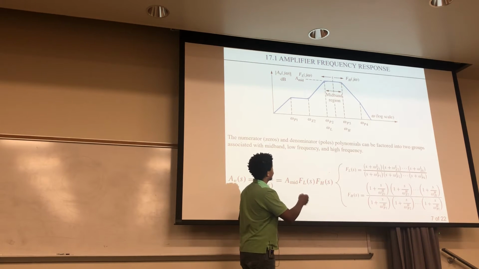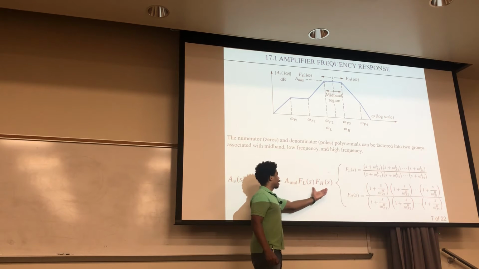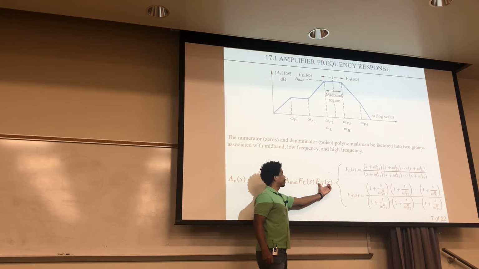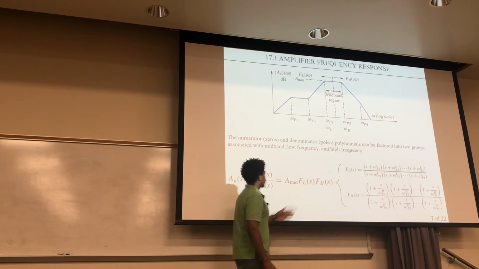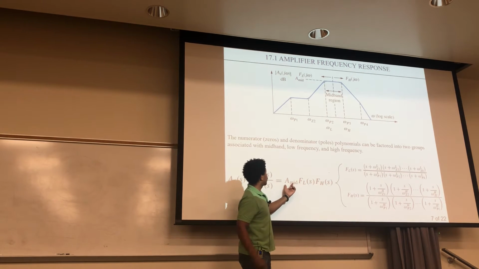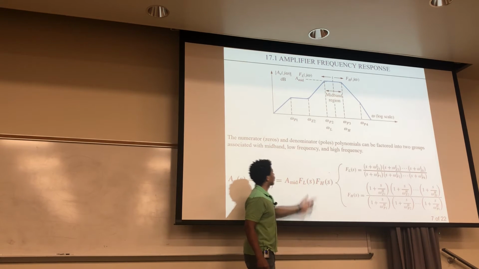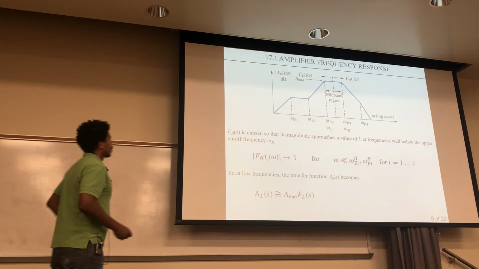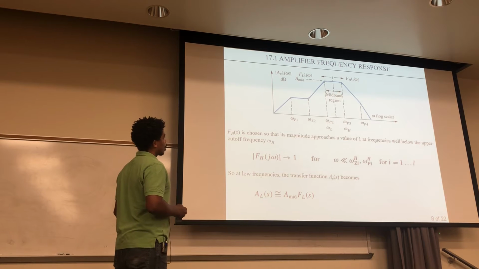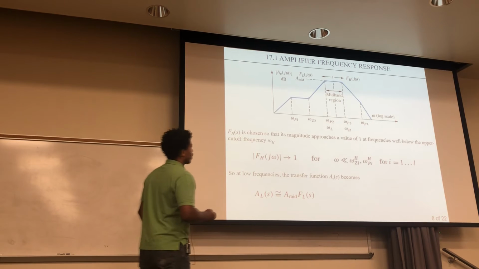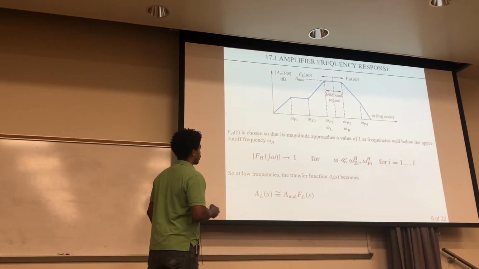And then in this range over here, it will just be A mid times FH, okay? And in this region right here, this part becomes 1 and so that goes away, and this piece could be written as A mid times FL. Okay, so to do that, FH is chosen so that its magnitude approaches the value 1 at frequencies well above the upper cutoff frequency right here. Okay, so that's written out explicitly.